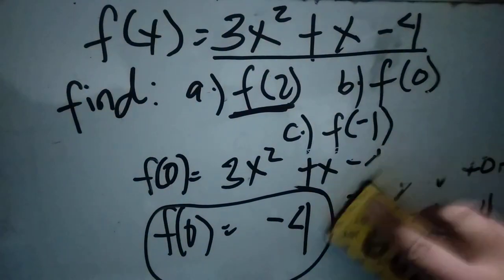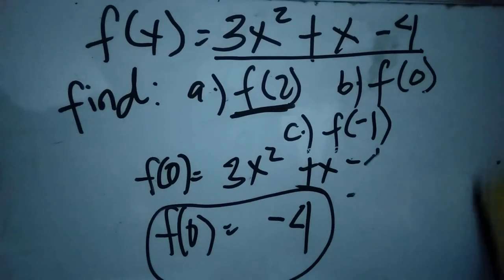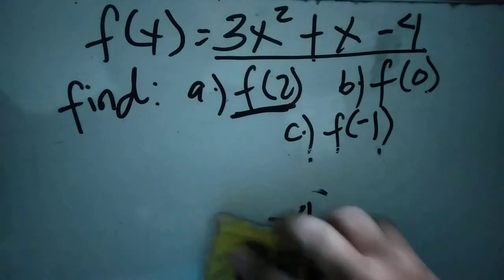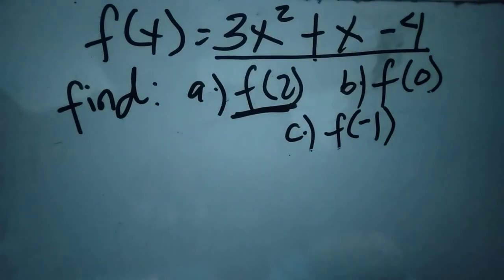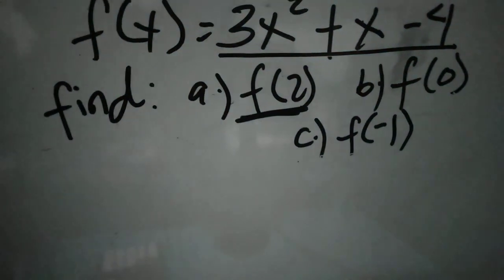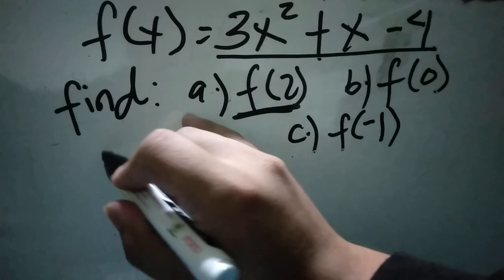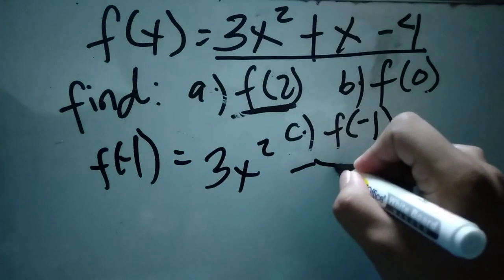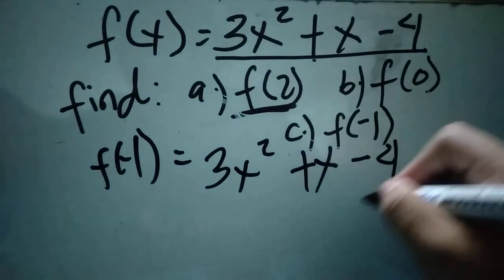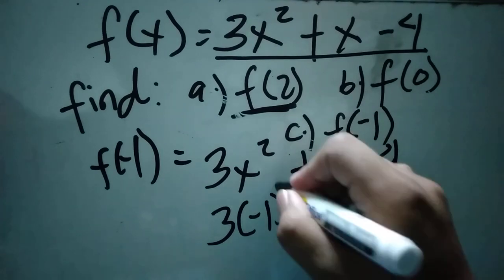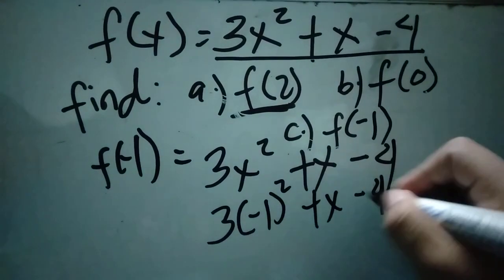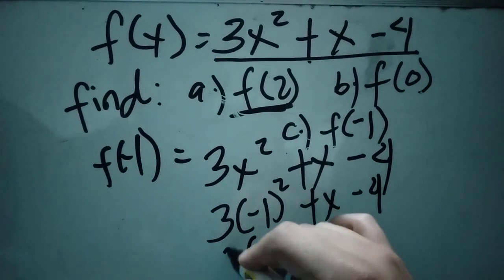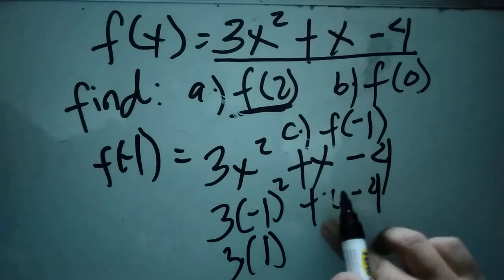Okay. How about for negative 1? And for the last one, negative 1. And then same process. F of negative 1 is equal to 3x squared plus x minus 4. So 3 times negative 1 squared plus x minus 4. So negative 1 squared is 1 times 3.